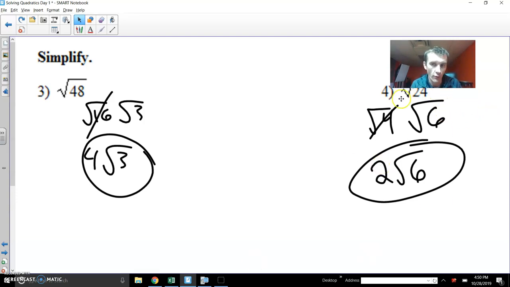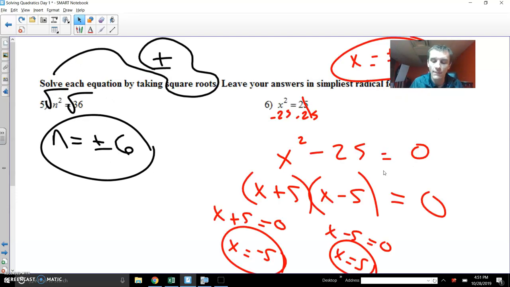For example, 24 is 4 times 6. Square root of 4 would change to 2. And we want to pick good numbers. Don't pick like 12 times 2, because that's not a perfect square. So really wanting to start utilizing that in this next chapter where we are solving using square rooting.